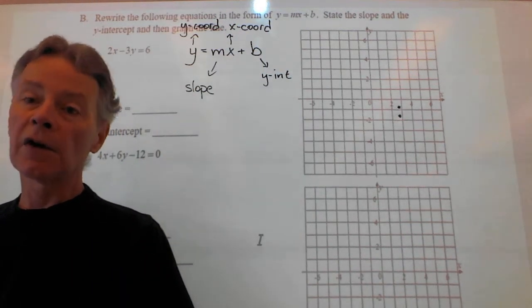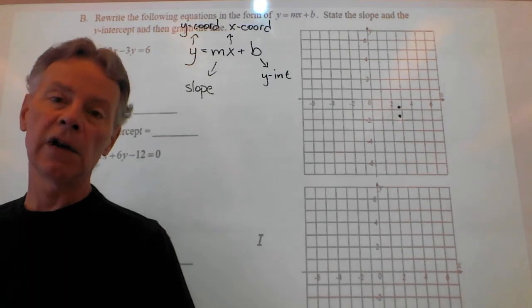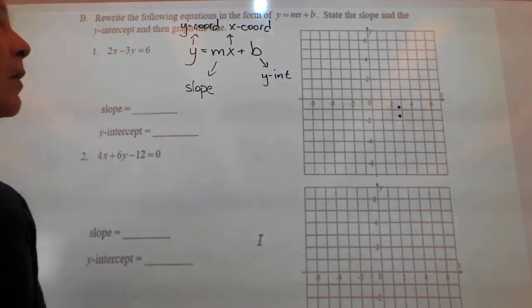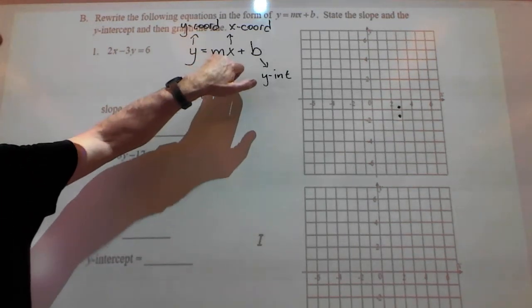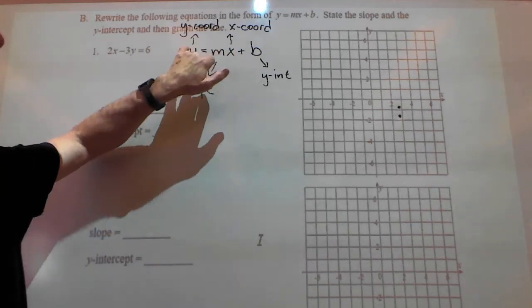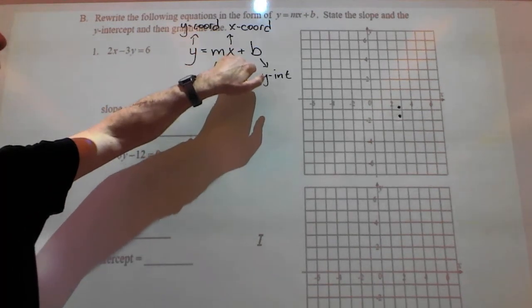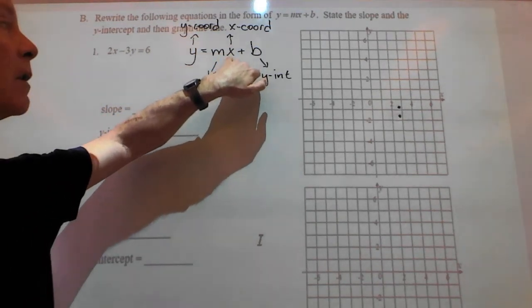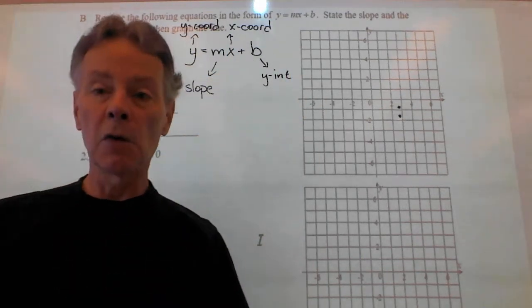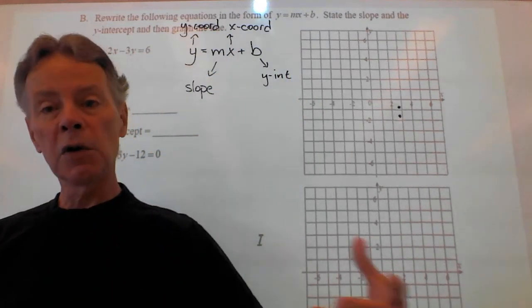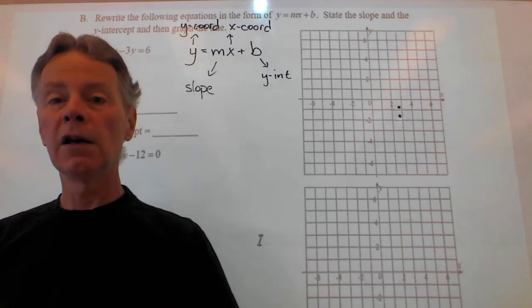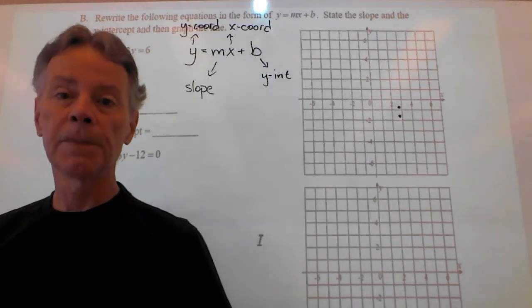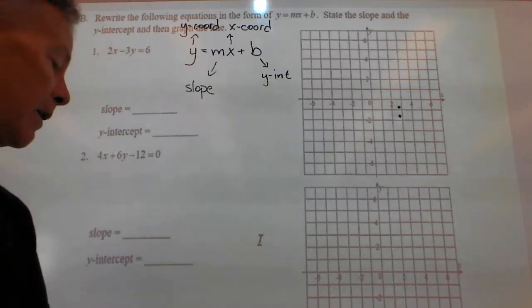Okay, so there are times, and we'll do this in today's lesson, there are times when you may not know what the slope is, but if you know a y and an x coordinate, if you know one point on the line, and if you know the y-intercept, you can plug all that information in and you can solve for your unknown value. Okay, so we'll be doing some of that today.